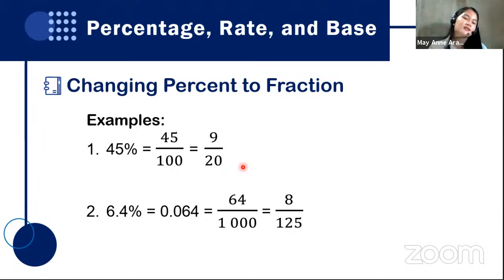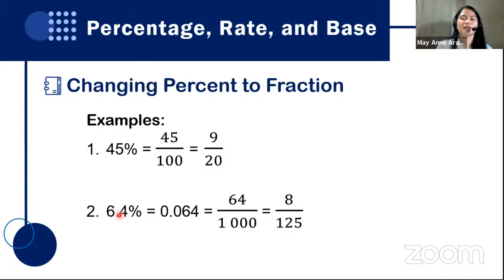And for this one, since we have here a decimal and a percent sign, we need to convert first this into decimal. So move 2 places to the left. So you have 1, 2. Then drop the percent sign. We have 0.064. O recall natin yung place value ng decimal. We have tenths, hundredths, thousandths. So we have 3 zeros here. So you have to divide 64 by 1,000, then simplify. So you have 8 over 125. That is the fraction form of 6.4%.